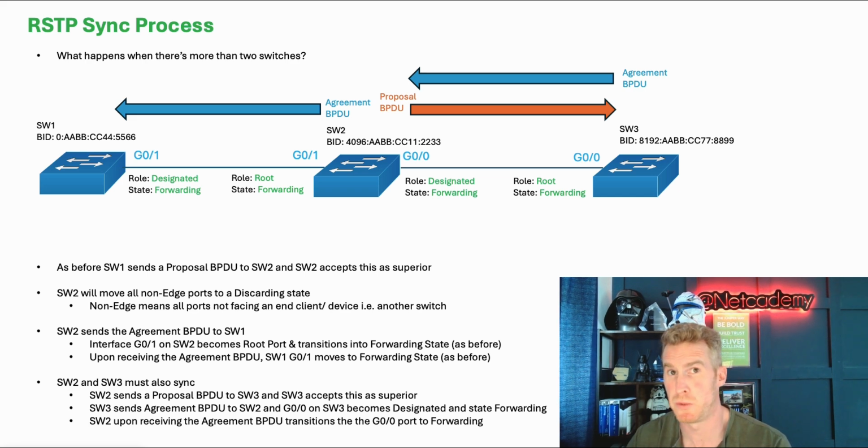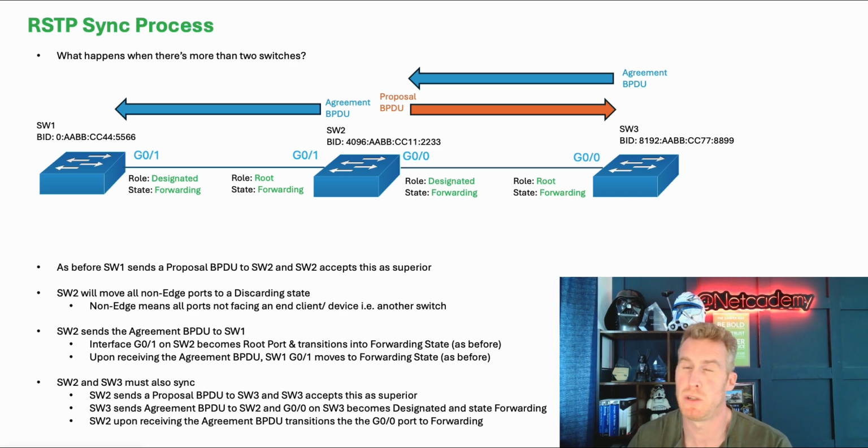SW2 will send out its proposal BPDU to SW3. SW3 will send back to SW2 its proposal BPDU. And at the end of the day, SW3 will learn that SW2's BPDU is superior because it is connected to the root bridge. It's connected to SW1. The cost by default is going to be better. So then SW3 sends out its agreement BPDU back to SW2 saying, yeah, okay, I agree that you have that designated port for this LAN segment, for this connection between us. I'm going to move my interface into a root port. You can have your interface as a designated port.